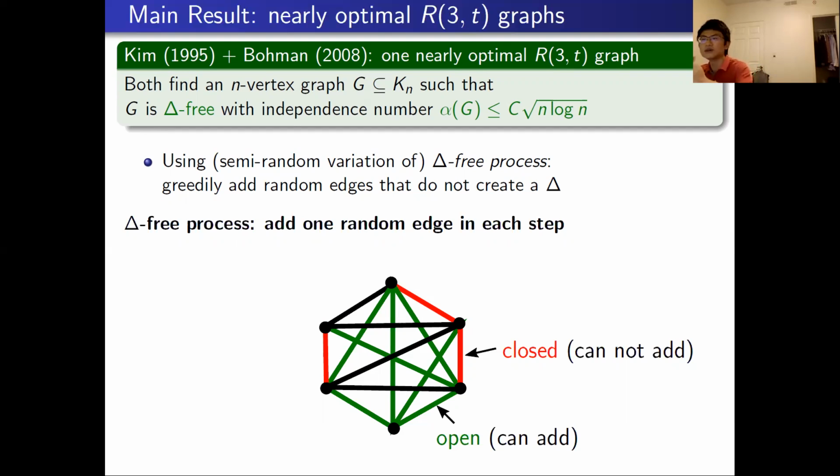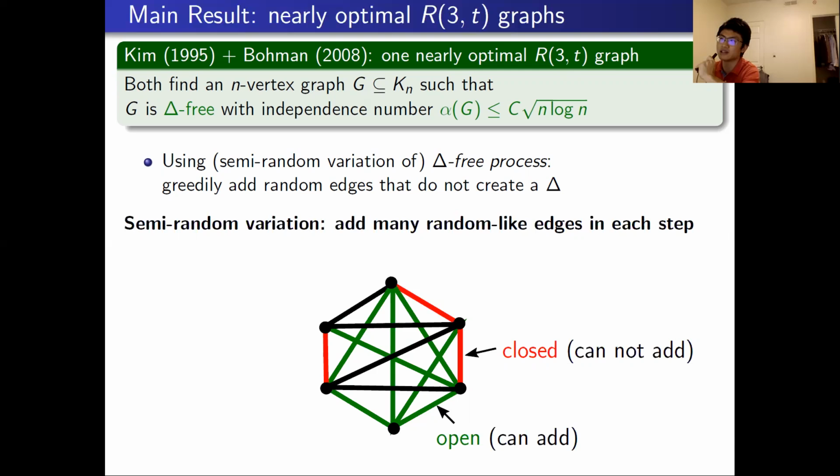All right, let's continue. So that is what Bowman did in his 2008 proof. He analyzed such a triangle-free process to get this result. Well, much earlier, Kim used a semi-random variation of this triangle-free process. That means instead of adding just one edge at each step, he added a chunk of edges in each step. So that's the difference in this so-called semi-random approach.